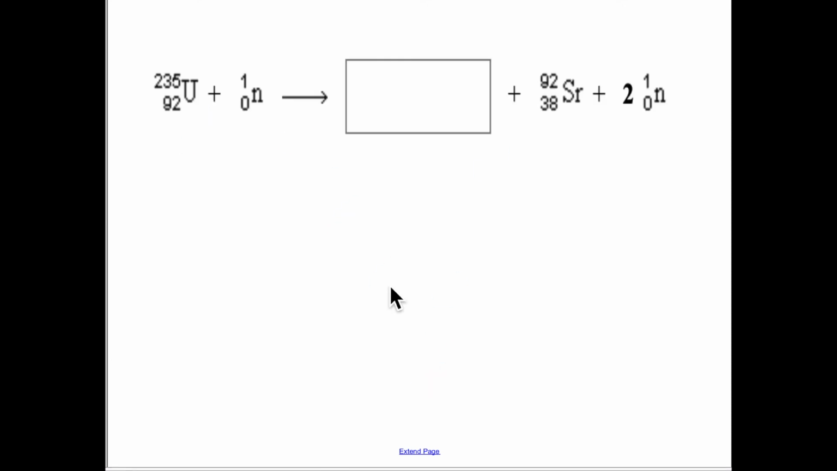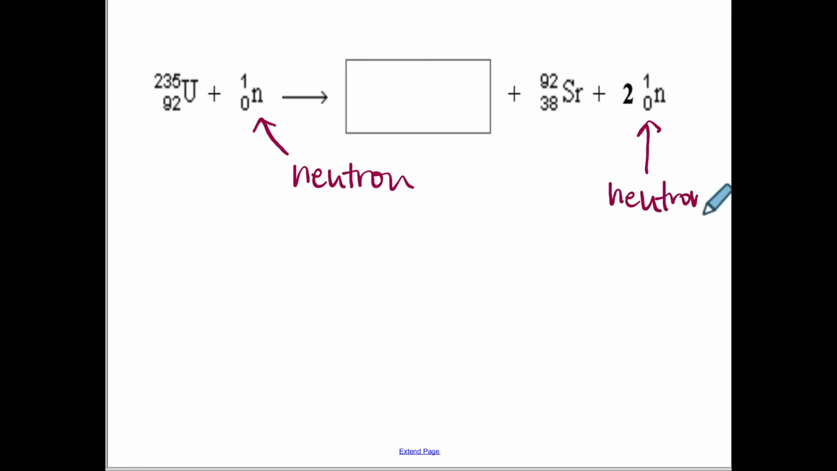So this is an example of fission. What's happening here is the isotope is being bombarded with a neutron, and then it's also producing more neutrons. And what this does is this allows for the possibility of a chain reaction. So these neutrons can then go bombard another isotope of uranium and create a chain reaction.